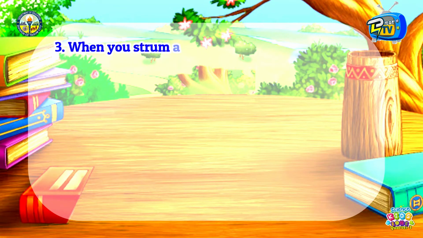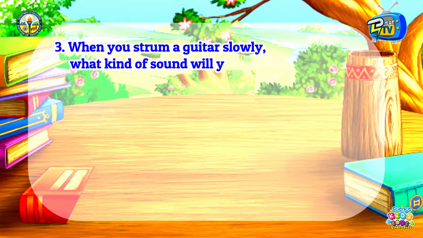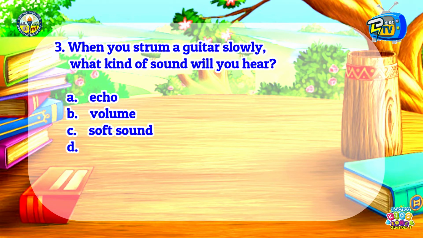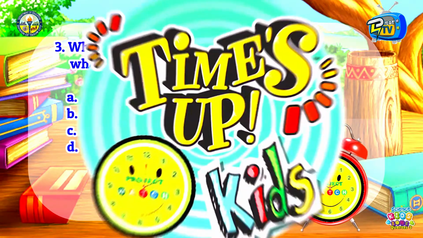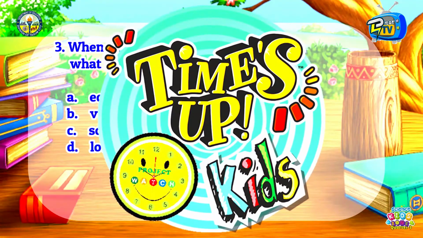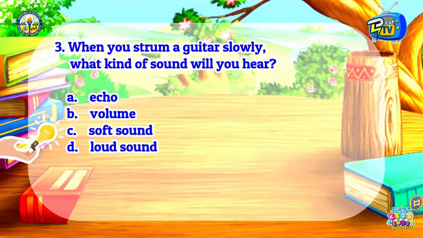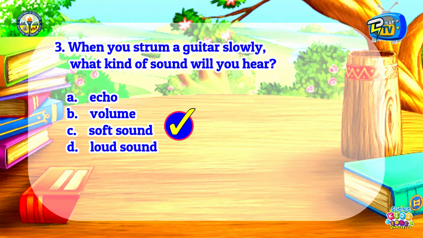Number 3. When you strum a guitar slowly, what kind of sound will you hear? A. Echo. B. Volume. C. Soft sound. D. Loud sound. What is your answer? The answer is letter C. Soft sound. You're great!